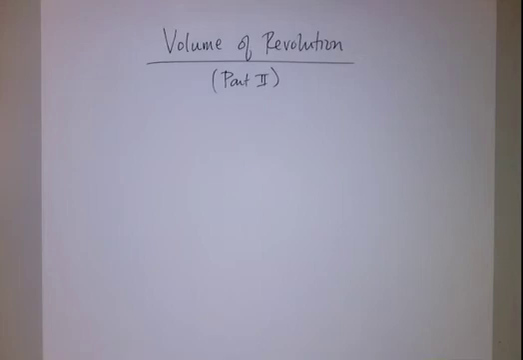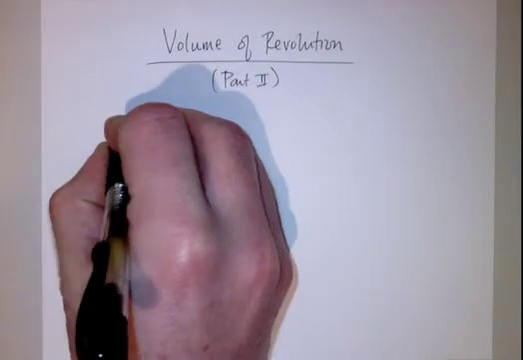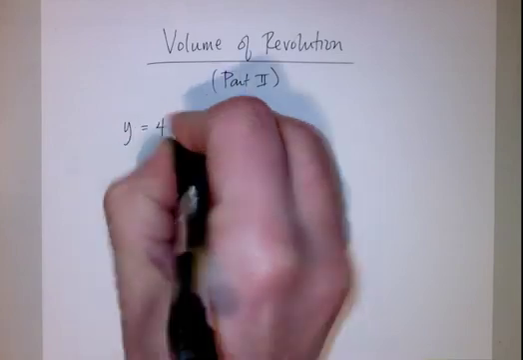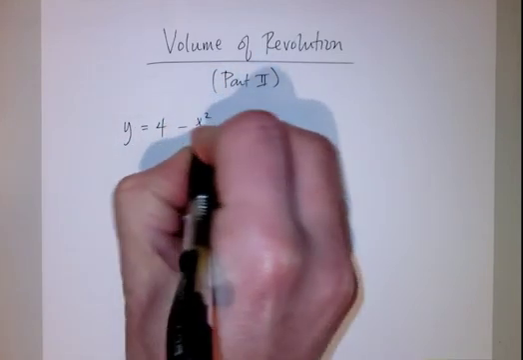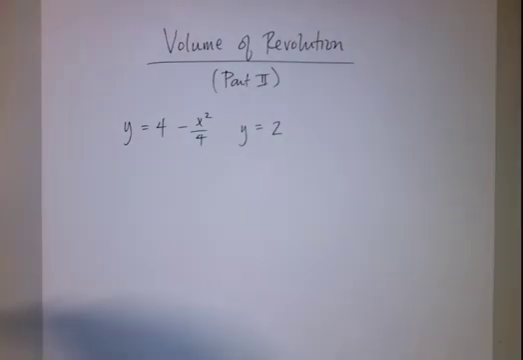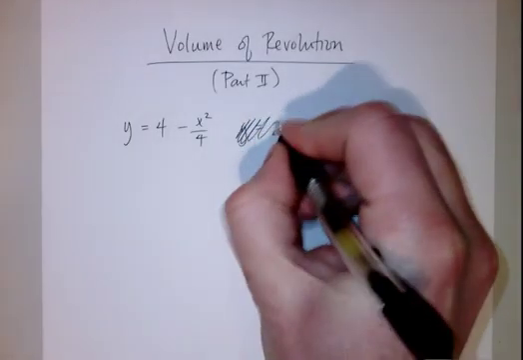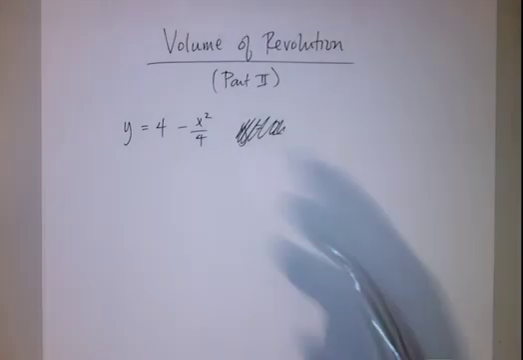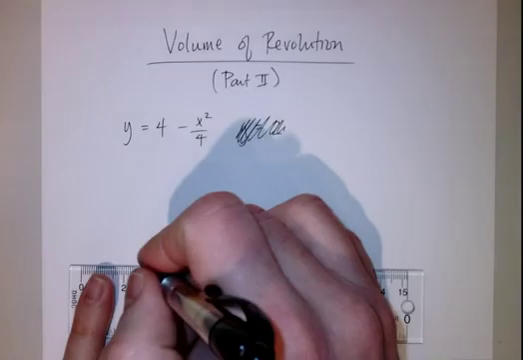Okay, I gave you a few animations and some explanation last time in terms of volumes of revolution. We're going to jump right in with some examples. So let's entertain y equals 4 minus x squared over 4, and y equals 2. Actually, let's ignore this one real quick and just contemplate this one right here.